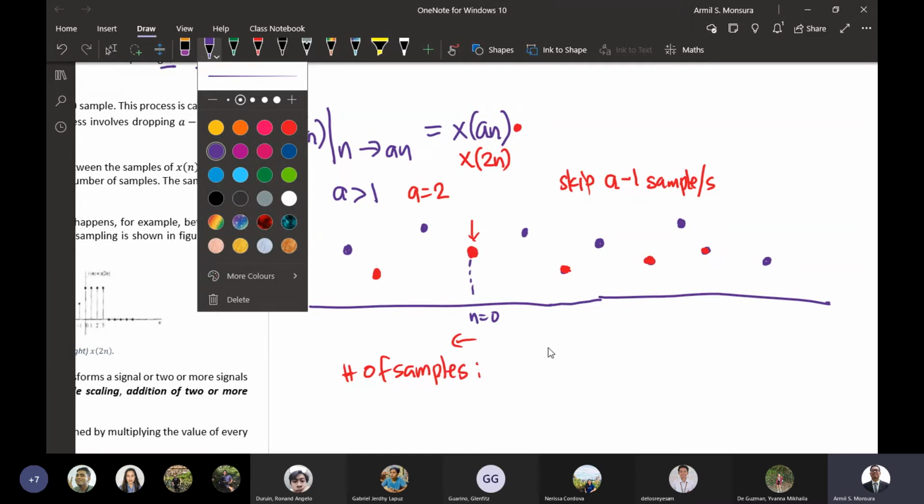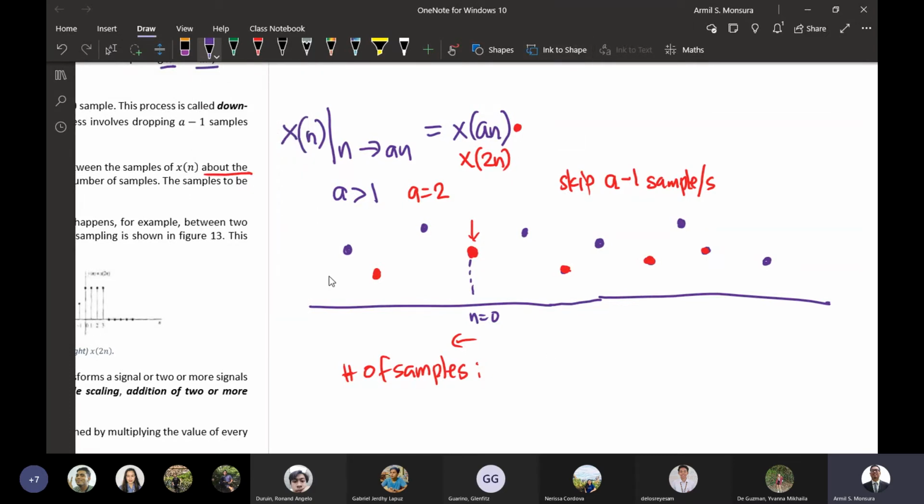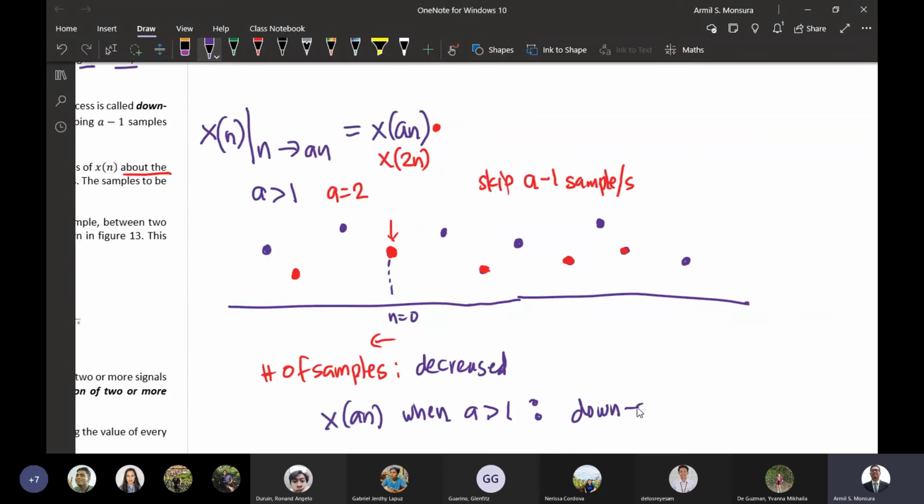Kumonti po, sir. Kumonti siya, okay. So kasi yung original na samples niyo, o original signal niyo, is yung lahat ito. Okay, pero yung process na sample niyo na is yung kulay red lang na mga samples. So obviously, nabawasan kayo ng sample. Okay, kaya ang tawag sa process na to ay the number of samples has been decreased. Kaya ang tawag sa proseso na to, yung x of an when a is greater than 1, okay? Yung tawag sa operation na yan is down sampling.